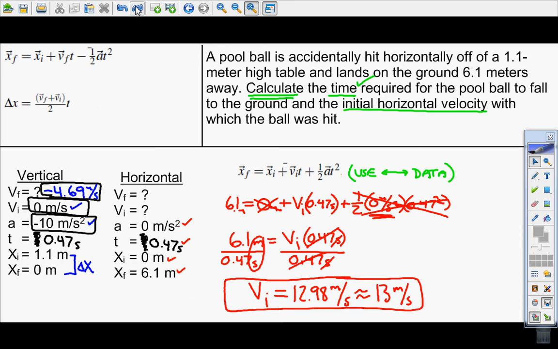Now I know that I hit the ball off the pool table with 13 meters per second of velocity, which means the final horizontal velocity must also be 13 meters per second. So I've answered all of my questions. I calculated the time, and I was able to calculate what the speed of the ball was when it left the table. I did that by first getting all my variables, creating a plan, and then using that plan to solve for these final answers. We will continue to do this in class, and I'll see you for the next class period.